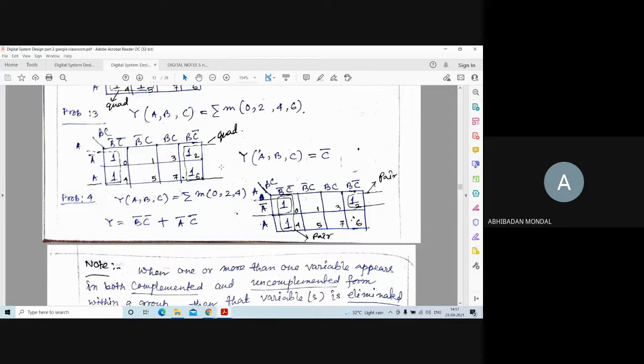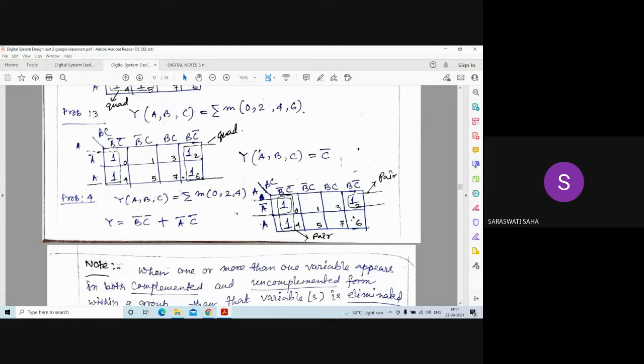Yes, ma'am. Okay, so what will be the output? As A bar is there, you can drop the literal, and from this it will be treated as a quad after folding, obviously, because these two and these two form a quad. And what will be the output?